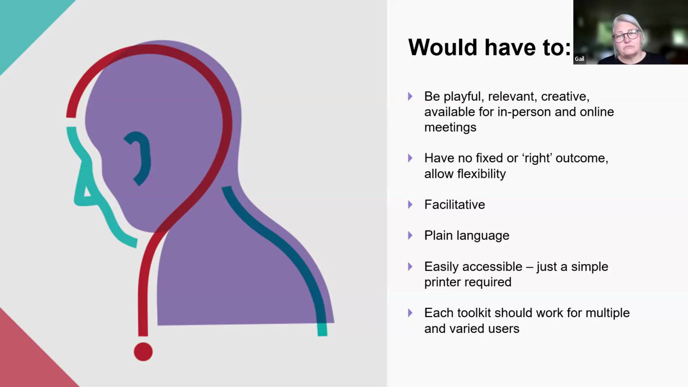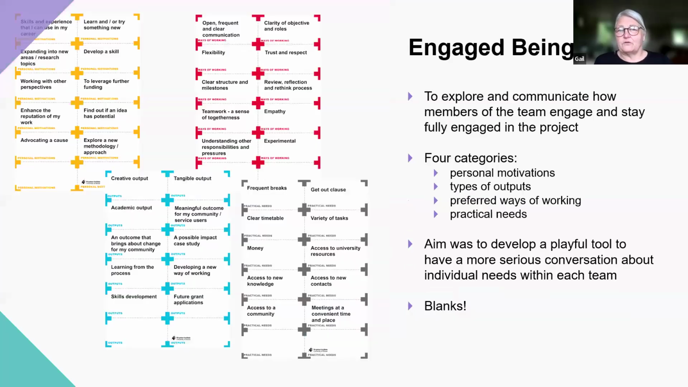I'm now going to talk through two of our toolkits. They're different in terms of the aims and the playfulness, but they are designed to be used while developing an application. So at the start of a project and throughout, and I'll talk a bit more about that. The first one I want to talk about is Engaged Beings. This was to explore and communicate how members of the team engage, but critically stay fully engaged in the project.